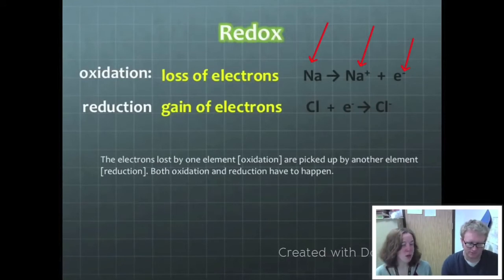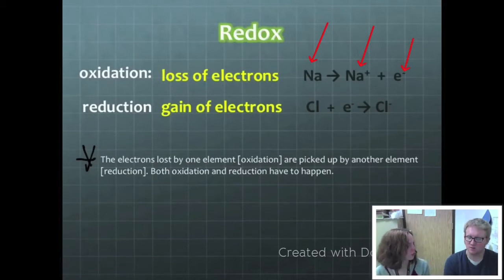All right, but what you do need to remember with our electrons being transferred is that electrons can't just spontaneously appear or disappear, because that would violate what law? The law of conservation of mass. Right. Electrons don't weigh much, but they weigh enough that they can't just vanish. So electrons lost by one element, during oxidation, have to be picked up by another element, in reduction. They have to happen at the same time. Do not try and tell us that only one thing's being oxidized and nothing else has happened, or two things are being reduced and nothing else is happening. You have to have both.